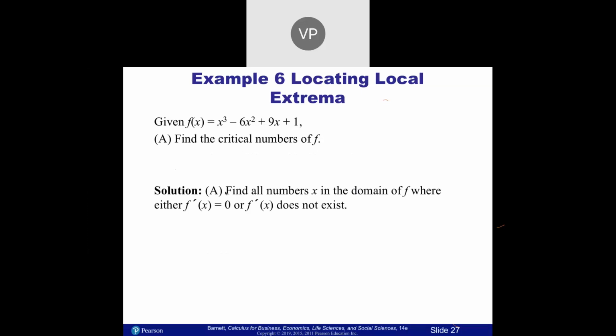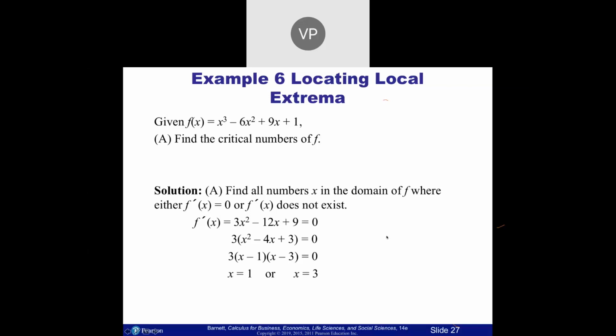So first part, let's look at where the derivative doesn't exist, and where it's equal to 0. So we've got to check both of these. Where does it equal 0, and where does it not exist? So first step, let's find the derivative: 3x squared minus 12x plus 9. When I set this equal to 0, this is an old polynomial from algebra. I factor out, I factor again, and I find two critical numbers of 1 and 3.